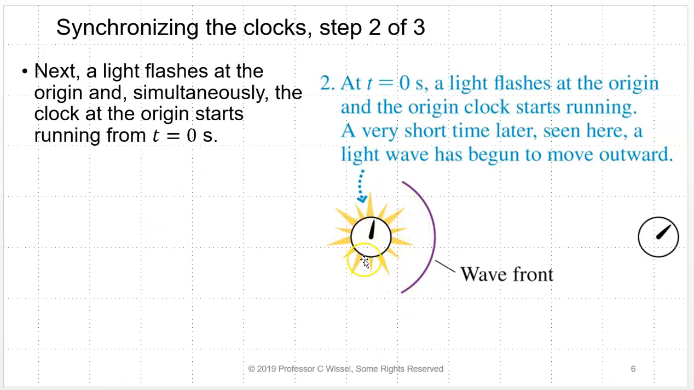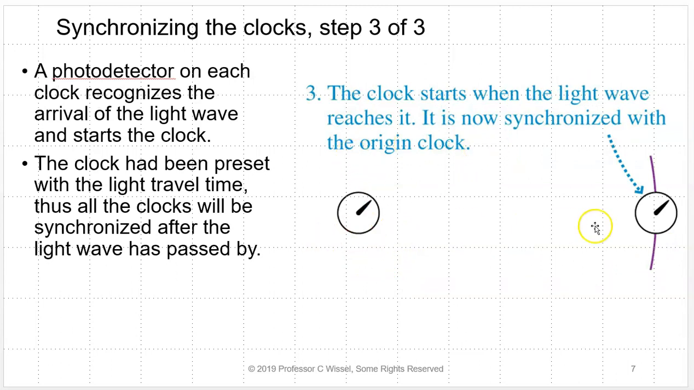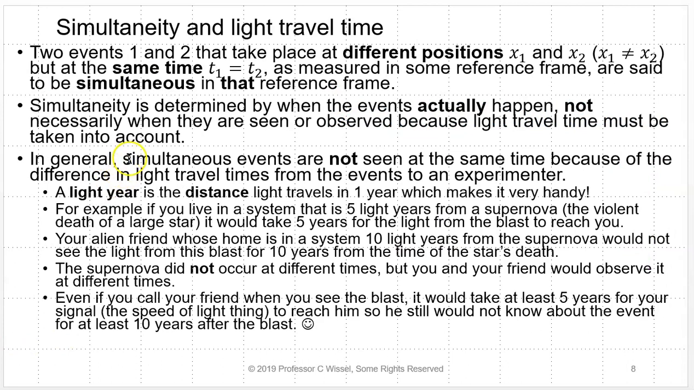Now, at the origin, at the same time that we start this clock, a light flashes. And the wave front begins traveling out at the speed of light. It eventually will reach this other clock. And when it reaches this other clock, the photodetector in this clock turns this clock on. This light wave keeps traveling outward, and eventually all the clocks are turned on. Because they've been preset with their light travel times, they all read the same time at the same time. And they're all synchronized to the origin clock.